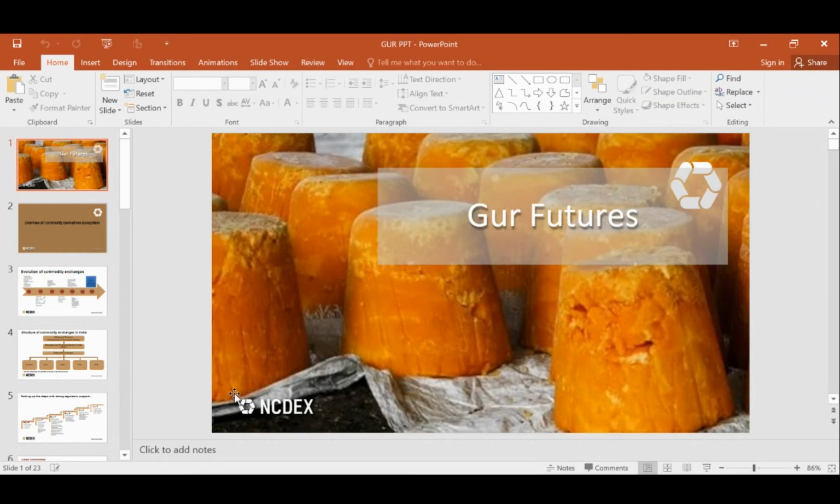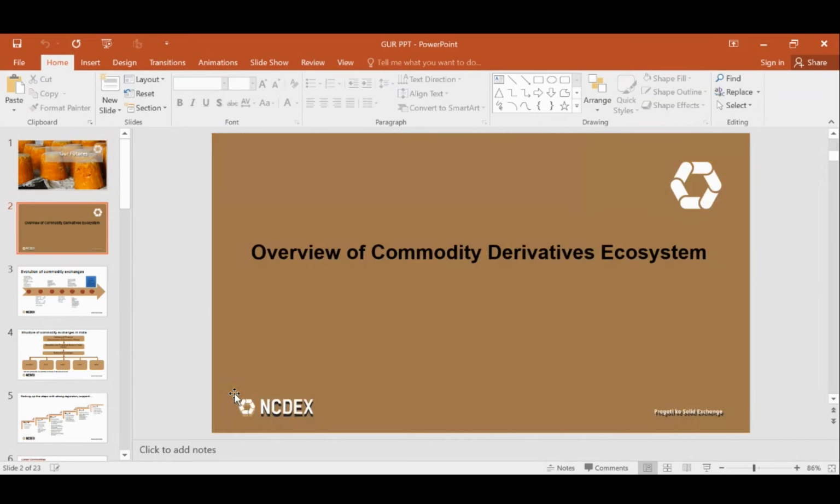So just to tell everyone, NCDX will be relaunching its GUR Wheat Gate Futures contract on 15th of December. So before discussing about GUR, let's have an overview of the commodity derivatives ecosystem in India.